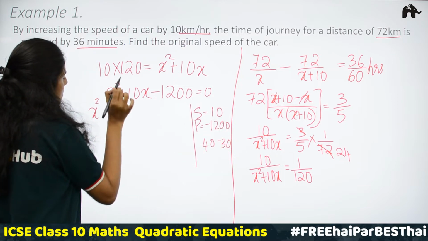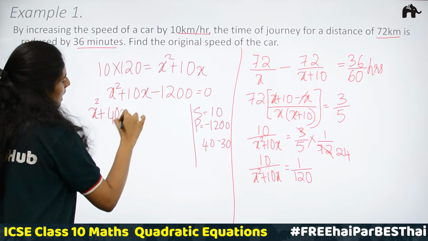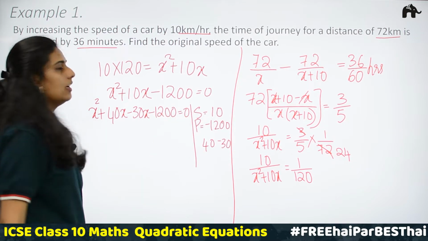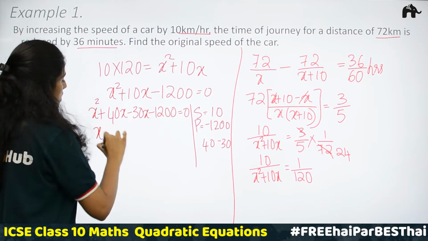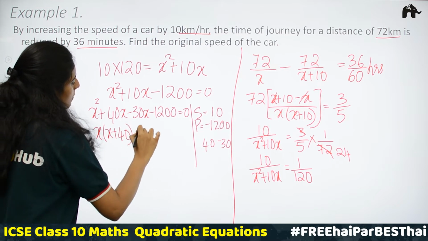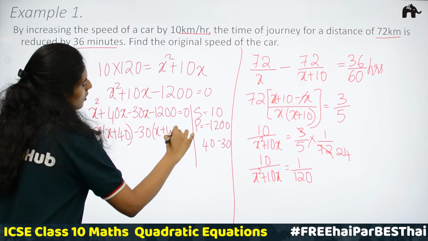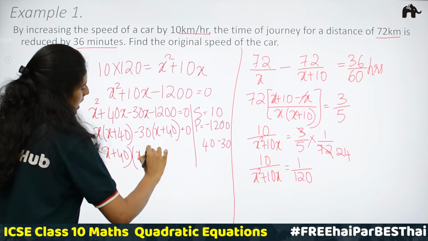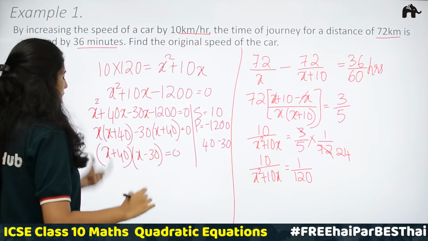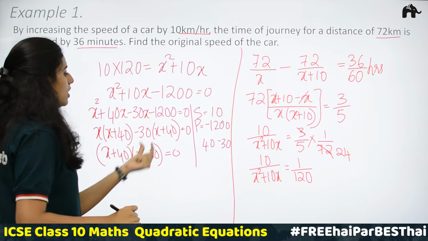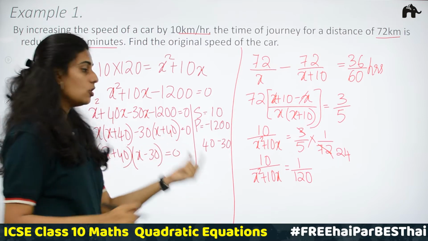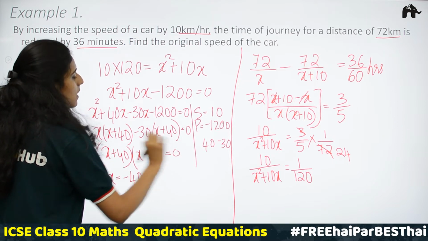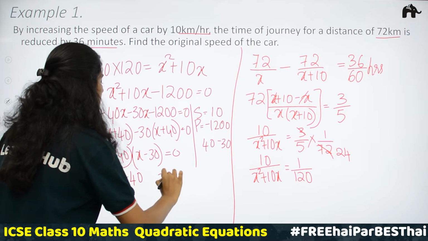We can split the middle term: x square plus 40x minus 30x minus 1200 is equal to 0. Next, taking common, x into x plus 40 minus 30 into x plus 40 is equal to 0. x plus 40 is common, taking out, remaining we have x minus 30, that is equal to 0. x plus 40 is equal to 0 or x minus 30 is equal to 0 according to the zero product rule. If x plus 40 is equal to 0, then x is equal to minus 40. x minus 30 is equal to 0 means x is equal to 30.